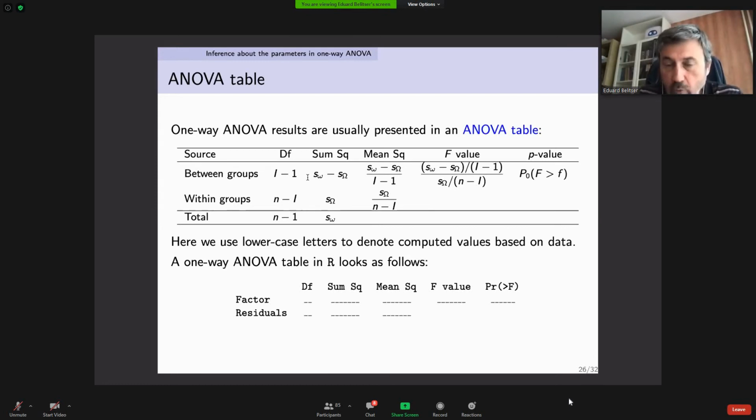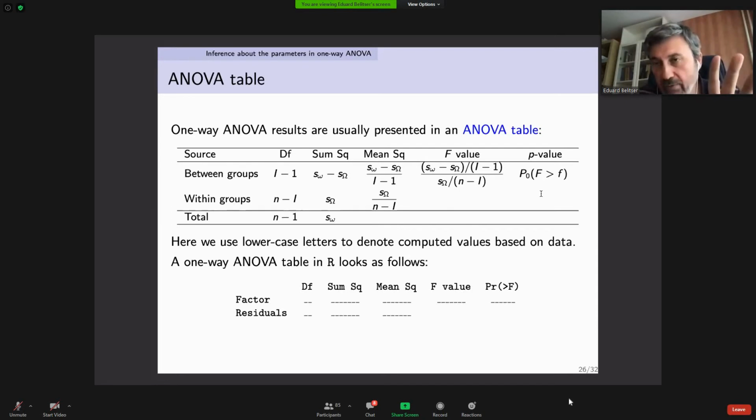This is the between groups sum of squares, and it has this many degrees of freedom. Now you take this, divide by this, and that's exactly what you put here. Now you take the within groups sum of squares, divide by this, and you put it here. Now you take this term and divide by that, and that's exactly your F statistic. And then you compute this probability, and that's the p-value.